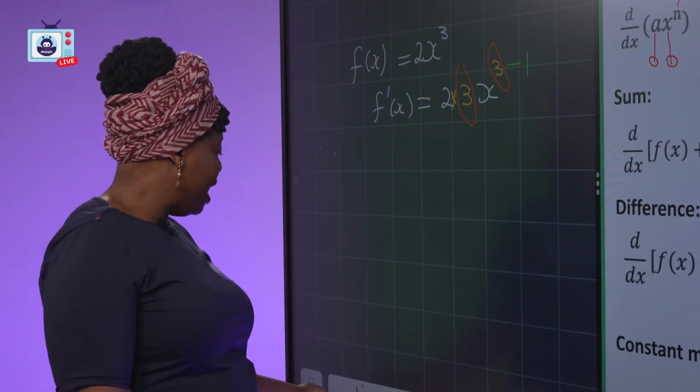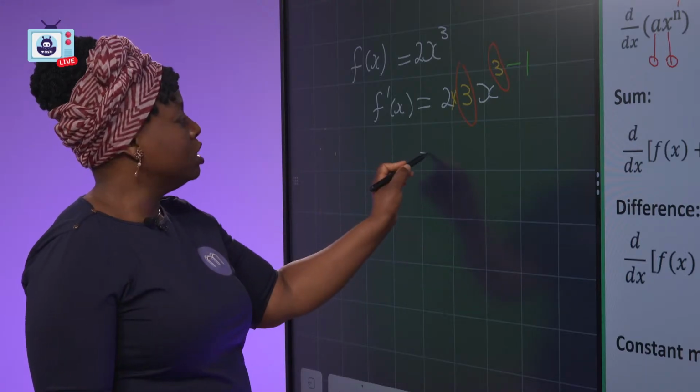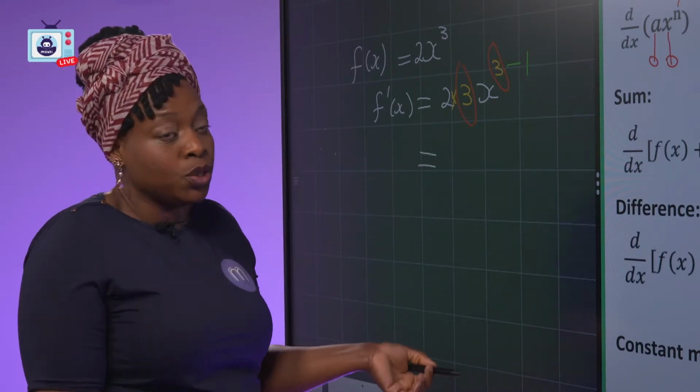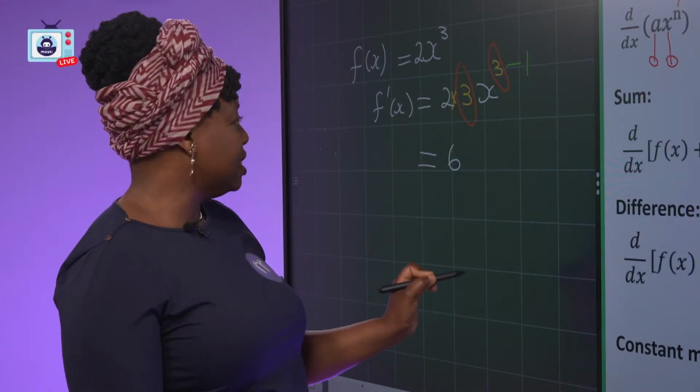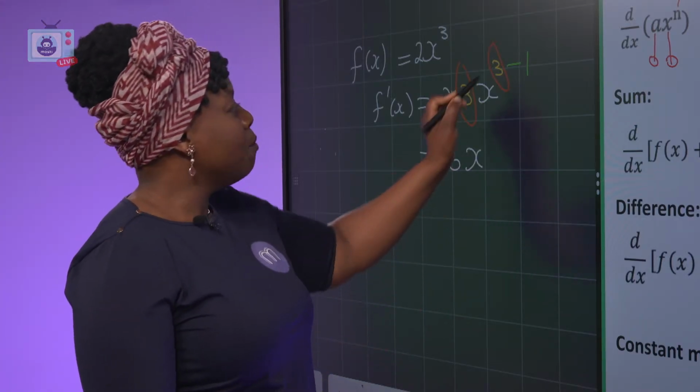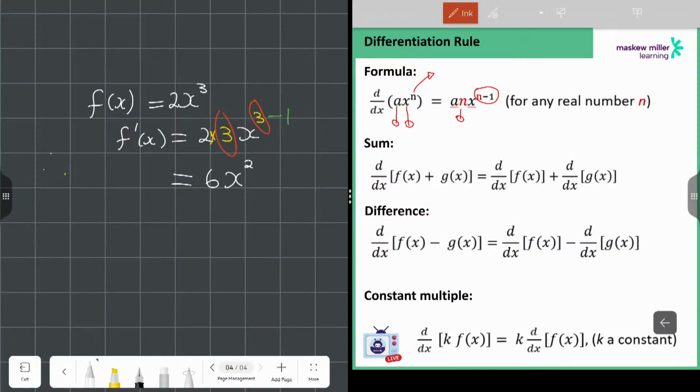Okay, so if I have it that way, what I'm going to do is just multiply and do the math. So it's 2 times 3, which is now going to give me a 6, and I'll keep my x, but then 3 minus 1 will be 2. So instead of us having 2x cubed, when we derive it, it gives us 6x squared.